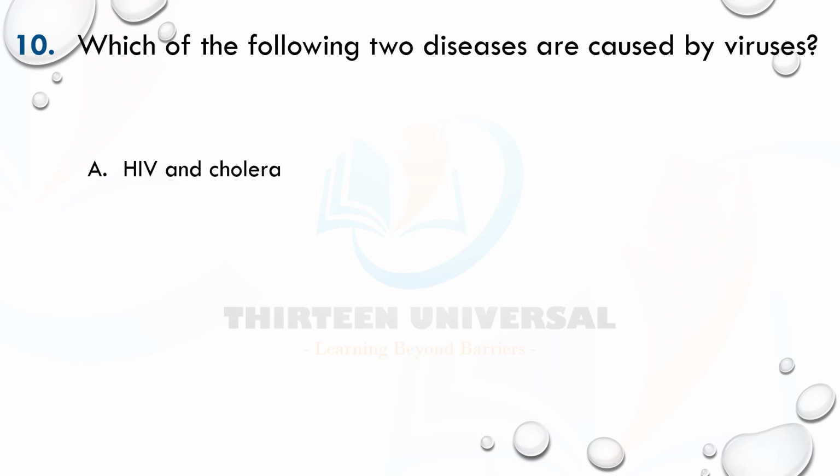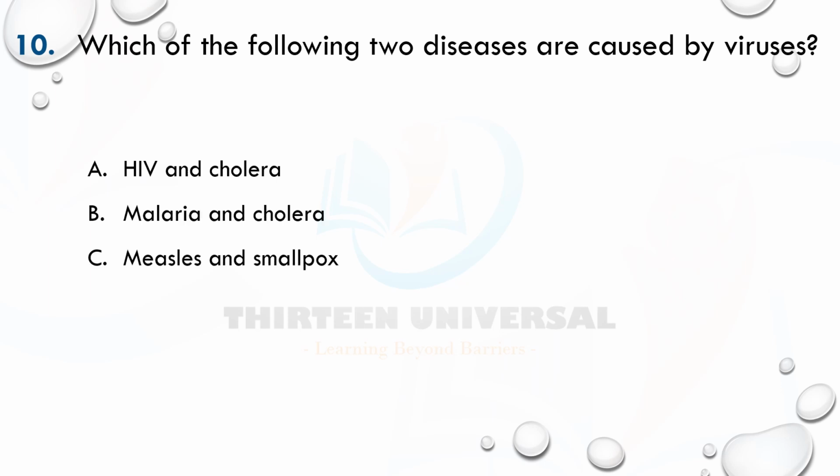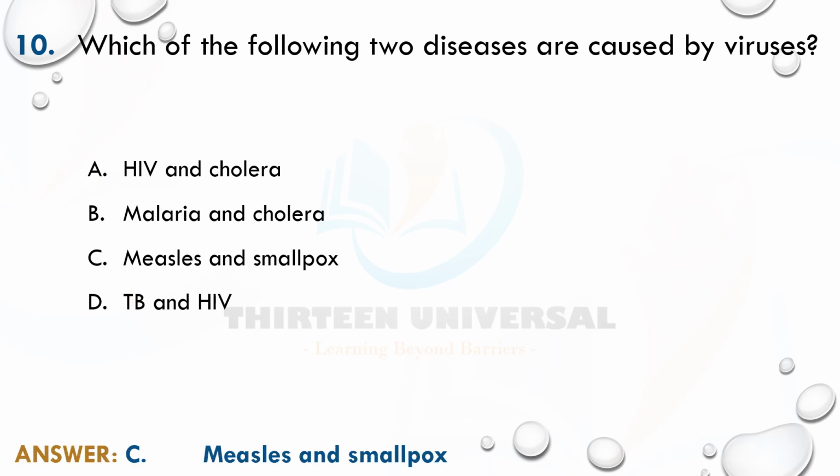Which of the following 2 diseases are caused by viruses? Pause the video and try it. HIV is caused by a virus. Cholera is caused by bacteria, so out. Malaria is caused by protoctists, out. Measles is caused by morbilliviruses. Smallpox is caused by variola. They are all viruses. TB is caused by a bacterium. So C is the answer.